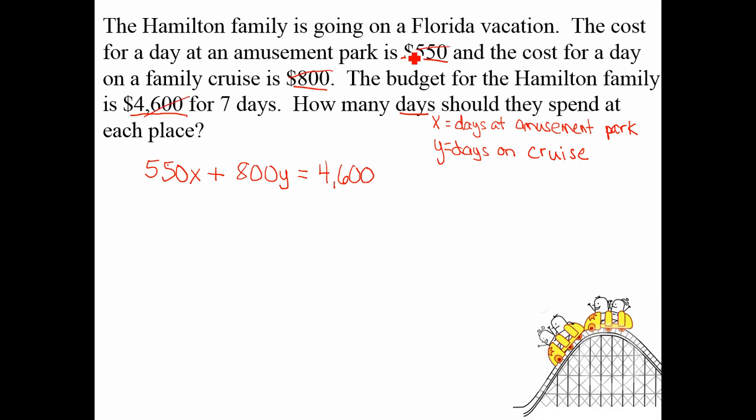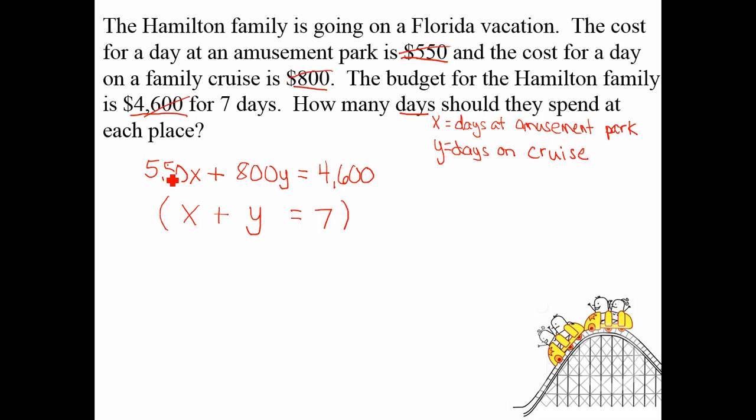So we've used all of our money facts. Now let's talk about that 7-day business. Remember that x and y are days at the amusement park and days on the cruise. So if we add the days at the amusement park and days at the cruise, they have to equal 7 for the 7 total days on our vacation. So these are our two equations now that we're working with for our system, and we need to choose to eliminate a variable. So maybe let's eliminate the x's again.